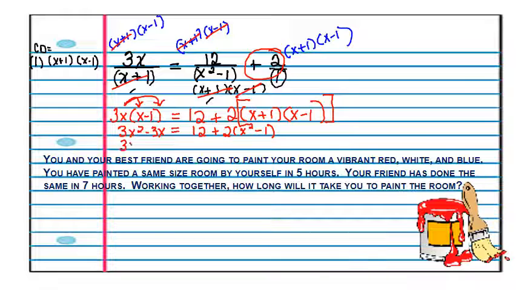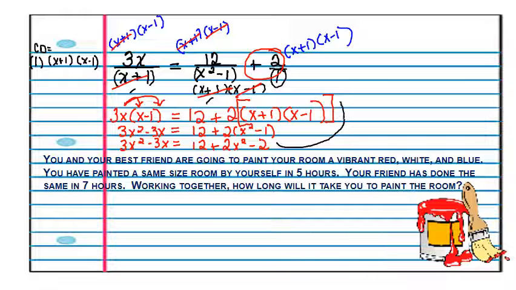So we end up with 3x squared minus the 3x. Yes, I'm sorry. You have to write. You have to do the process. Do things step by step. Keeps integers happy. Keeps the teacher happy. Keeps the math problem happy.